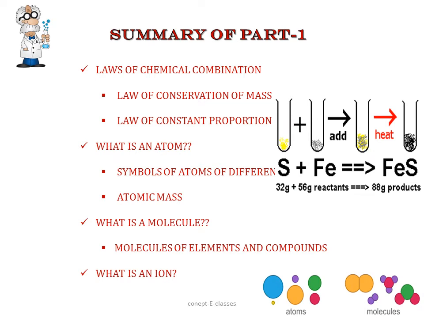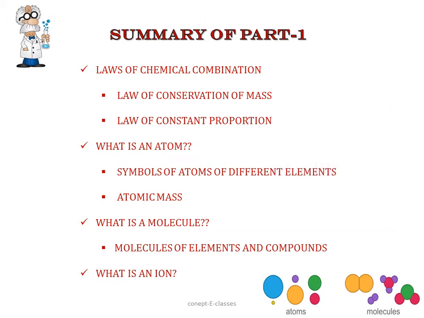So before we enter into part 2, let's take a quick summary of what all we have studied in part 1. So first we saw the laws of chemical combination, which was introduced by Antoine L. Lavoisier and Joseph L. Proust. They established two important laws of chemical combination. The first one was law of conservation of mass. According to this law, mass can neither be created nor destroyed in a chemical reaction.